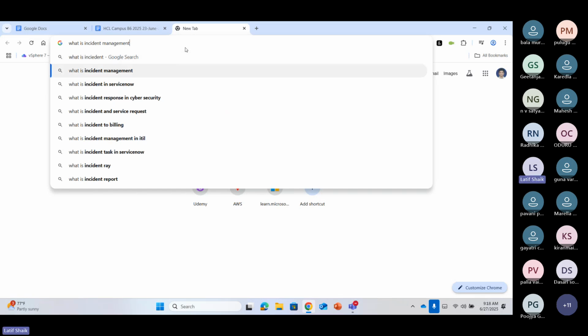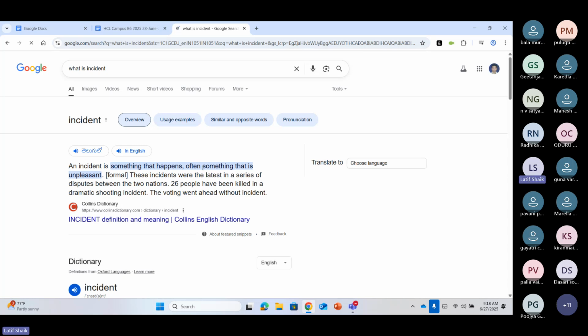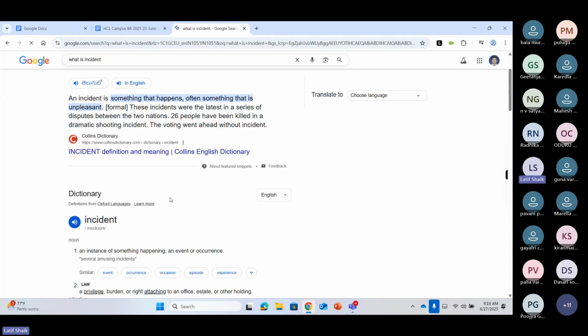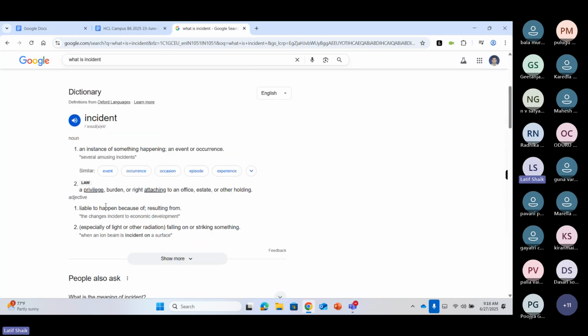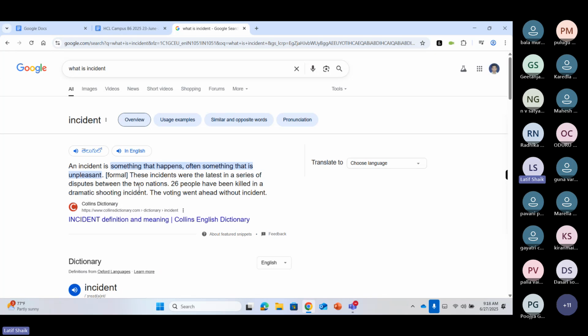What is incident or incident management? What is incident? So immediately you open like this. It is showing in Gemini or some other places: an instance of something happening, an event or occurrence. Okay, it is a good one, a correct one only. But it is not what it is meaning.